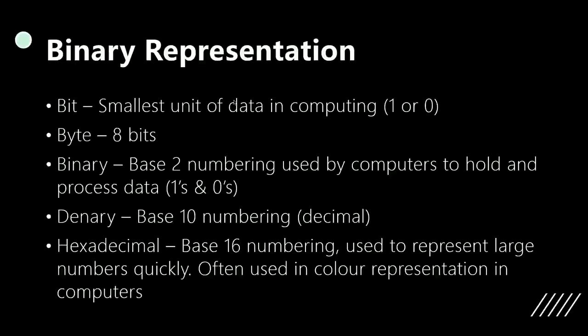Binary representation. So we have a bit, which is the smallest unit of data in the computer, and is comprised of a 1 or a 0. And then there's a byte, which consists of 8 bits. Binary is a base 2 numbering system used by computers to hold and process data in the form of ones and zeros.